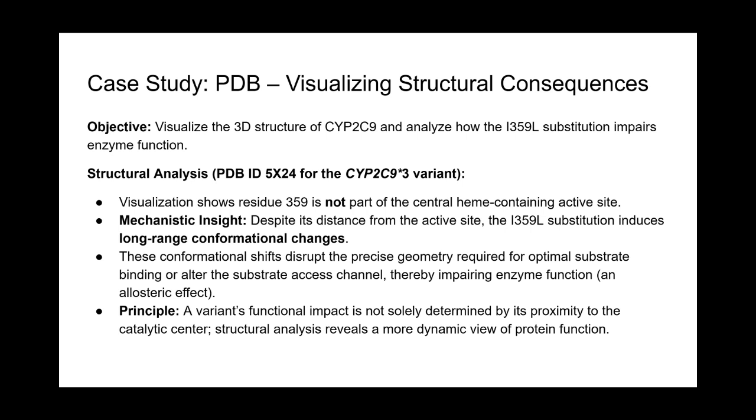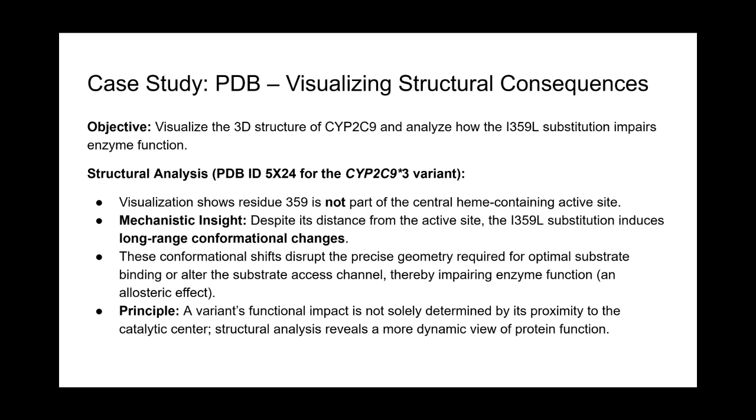The built-in Mol* molecular viewer on the Protein Data Bank website can be used to analyze entry 5X24. To begin, locate residue 359, which is a leucine in this structure, using the sequence viewer. Observe its position within the overall fold of the protein. It becomes clear that this residue is not part of the central active site that contains the heme group where catalysis takes place.